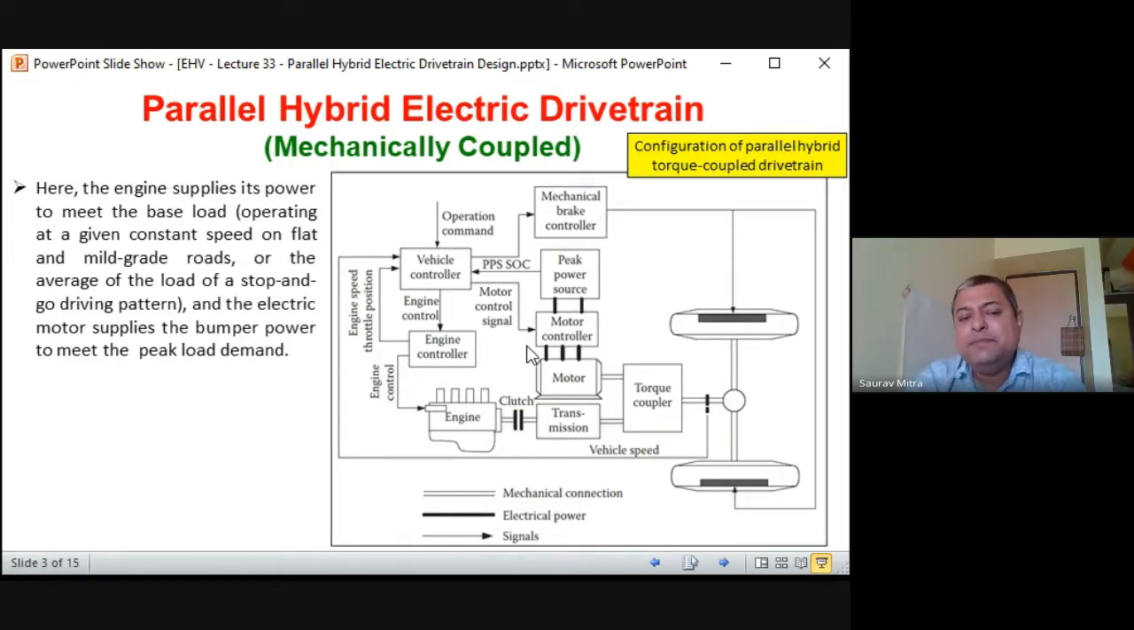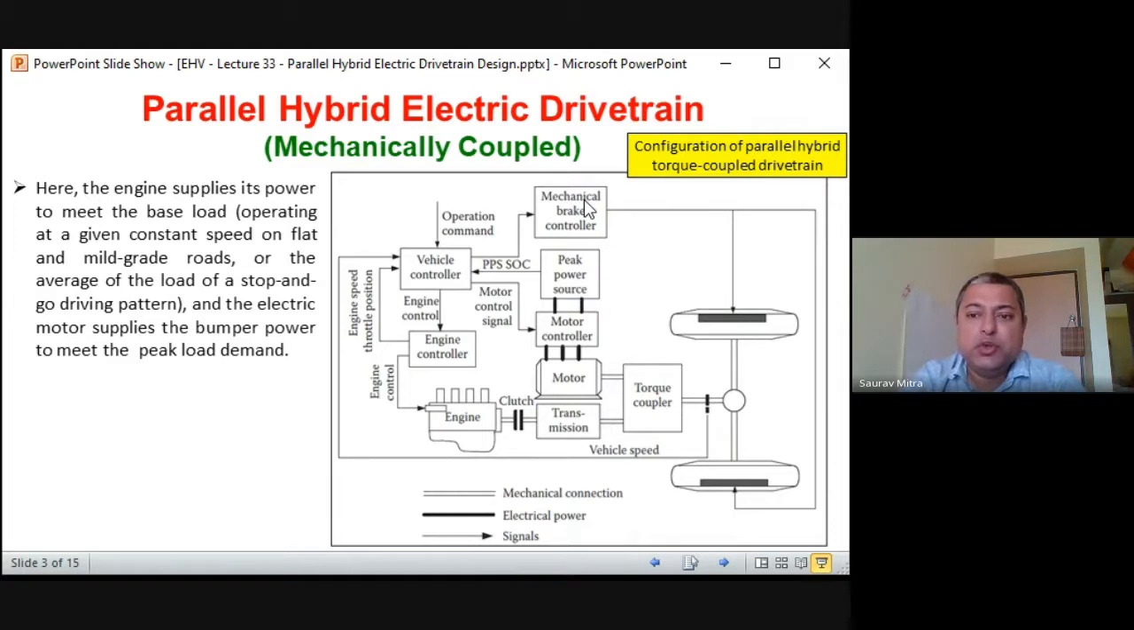So you have done embedded systems, so all these things are known to you. I'm just telling you how many control signals are there. So there are these two feedback signals. There is another feedback signal, that is how much is the charge in the PPS, and there are command signals. So how many command signals are there? One is the engine control command, one is the motor controller command, another is the mechanical brake control.